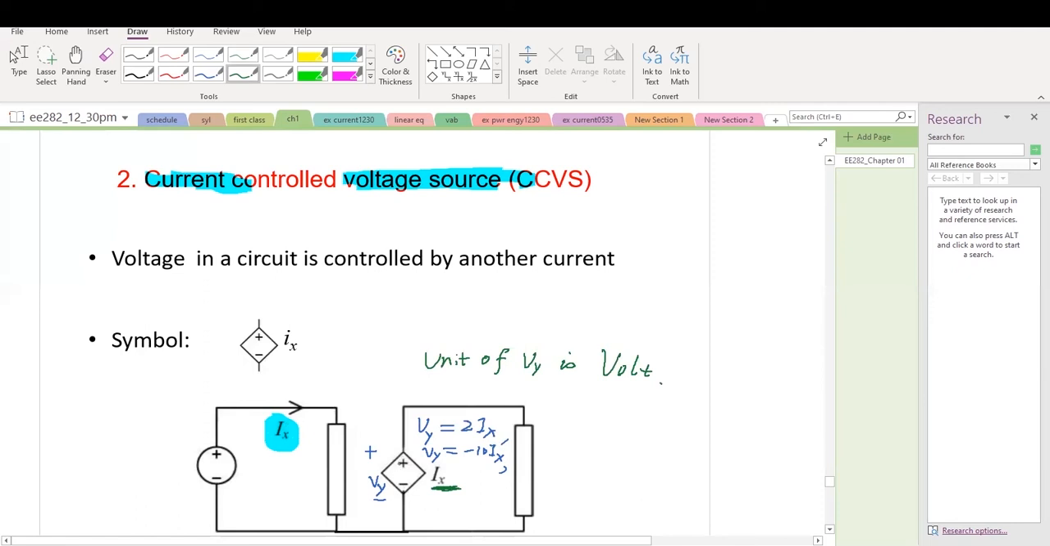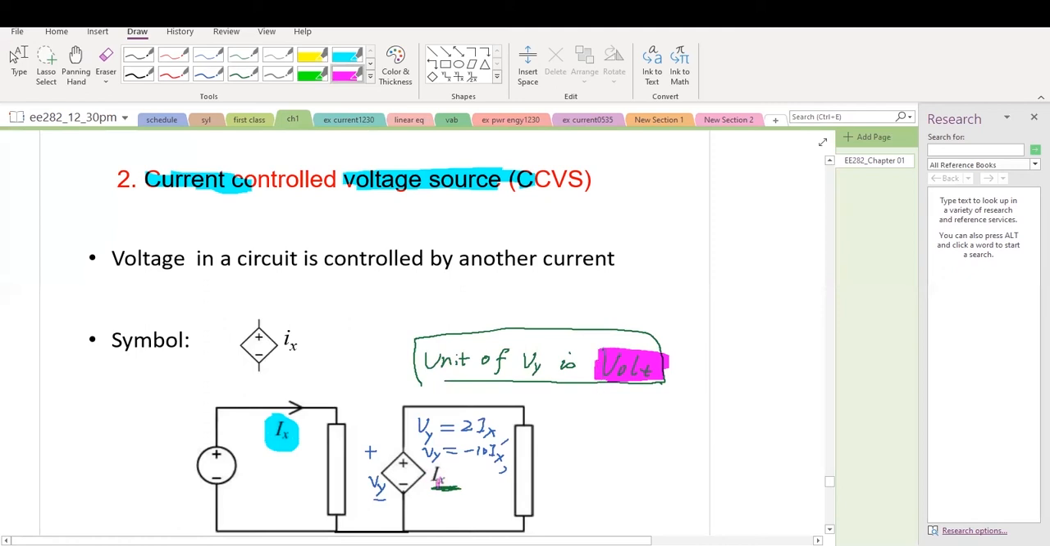First of all, this source is a voltage source. So therefore, the unit is volt. Whether the voltage source is controlled or independent, I don't care. The unit has to be volt, millivolt, or whatever it is, right?